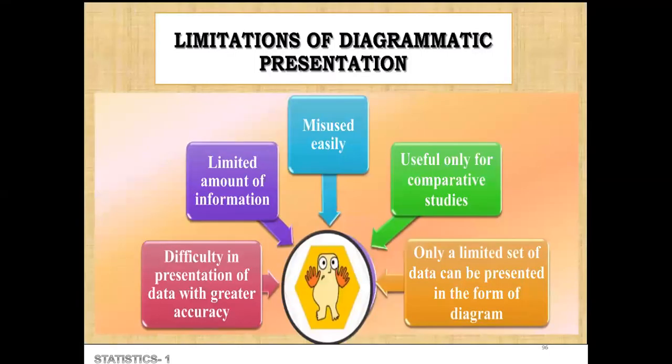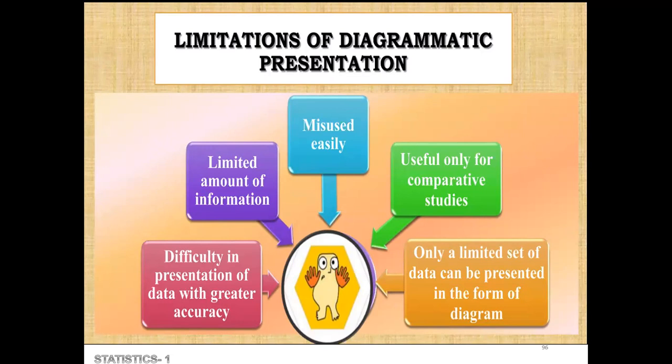So what are the limitations of diagrammatic representation? The limitations are that it can be misused very easily and is useful only for comparative studies. Diagrammatic representation can be used for making comparisons, so comparative studies can be done. If you want to do an individual analysis, it may not be very appropriate.